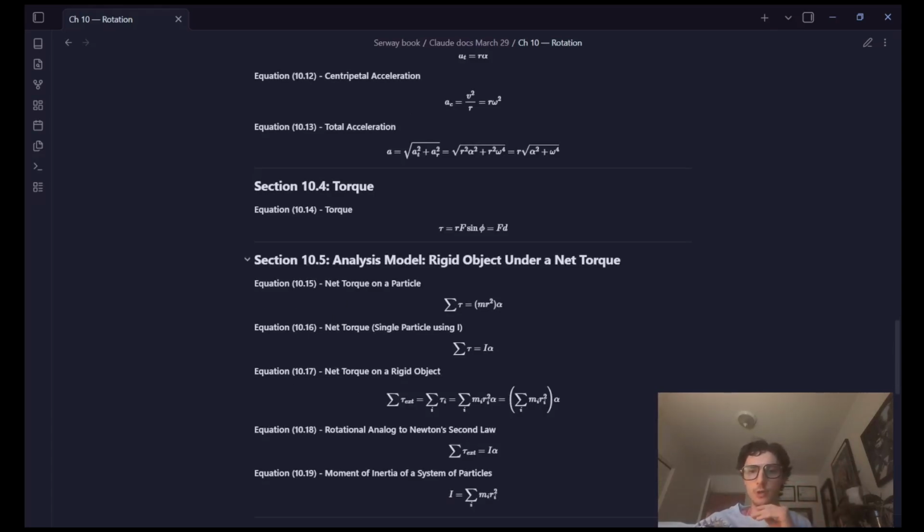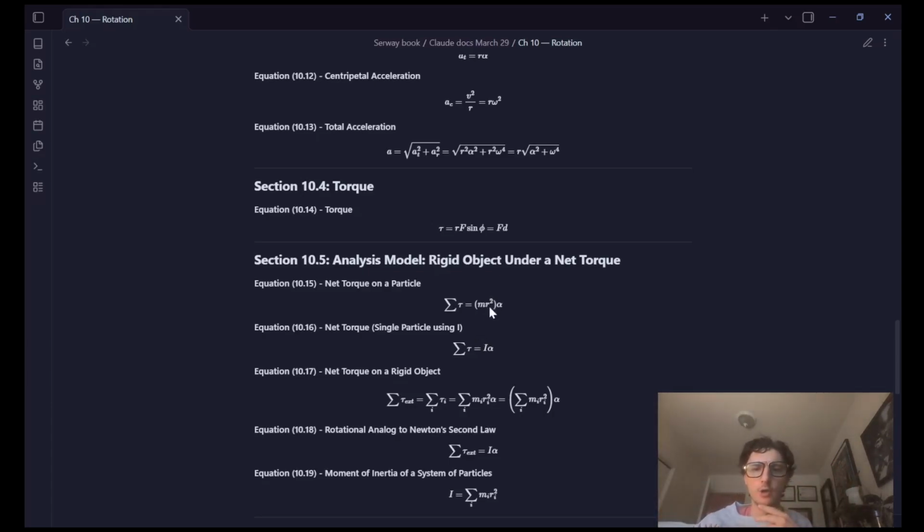Analysis model, rigid object under a net torque. Net torque on a particle. So you see this big sum, it's a big epsilon Greek letter. This means add. So you have multiple torques acting. I push this thing this way, there's another guy pushing this way, so there's multiple torques. In this case, they're counteracting, but maybe there's going to be two guys pushing this way, so there's two torques pushing that way. So the torques add up there. If they're counteracting, they subtract, I think, because one is pushing one way, the other one is pushing the other way, so one of them has a minus sign.